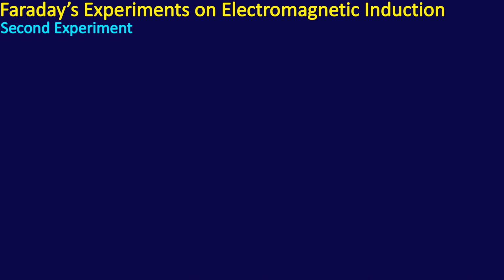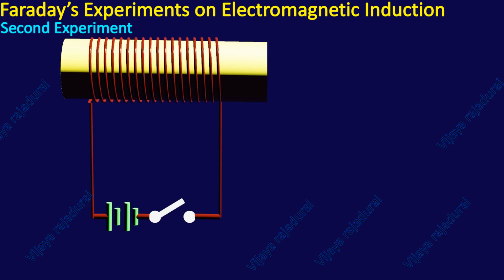In this video, we are going to see Faraday's second experiment on electromagnetic induction. After doing the first experiment, Faraday tried another way to induce a current in the coil. For that, Faraday took a circuit consisting of a coil, a battery, and a key, called the primary circuit.